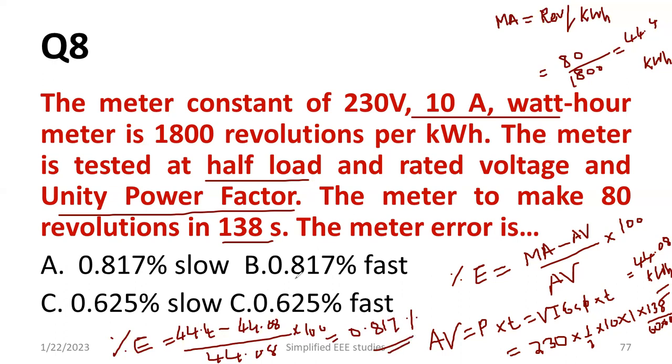The conclusion is, the difference between the measured value and the actual value is positive only. If the difference is positive, definitely we can say that the meter moves very fast. So I can go ahead with option B. Option B is the correct answer. I hope you got the point.